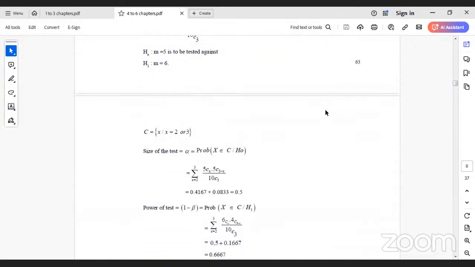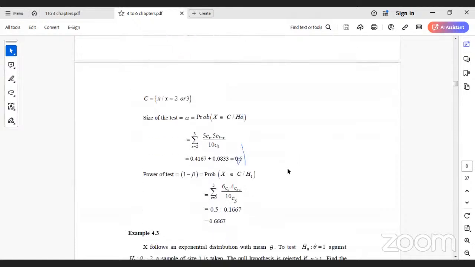Therefore the size of the test alpha is equal to the probability of x belonging to C, that is under H naught. So the summation over x of 5Cx and 5C3 minus x over 10C3, simplifying 5Cx with x equal to 2 and 3. So we are writing here that the simplification of 0.4167 and 0.0833 is equal to 0.5. Therefore, the power of the test, 1 minus beta, is the probability of x belonging to C under H1, 6Cx and 4C3 minus x, and that is also 0.667, the simplification of this value.